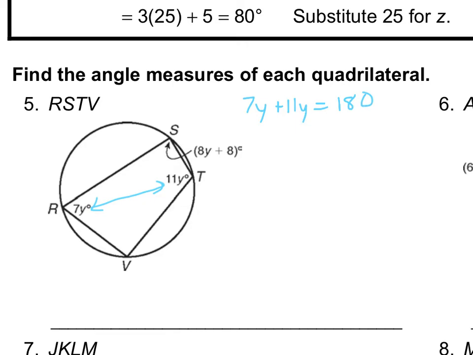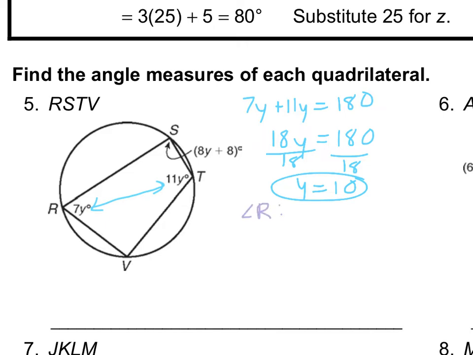And now we're going to solve for y. So 7y plus 11y is 18y is equal to 180. Divide both sides by 18. So y is equal to 10. Now we can just take this and plug it into R, S, and T. So when we plug it into R, we get 7 times 10, which is 70. Next, we can plug it into T. So we get 11 times 10, which is 110 degrees.